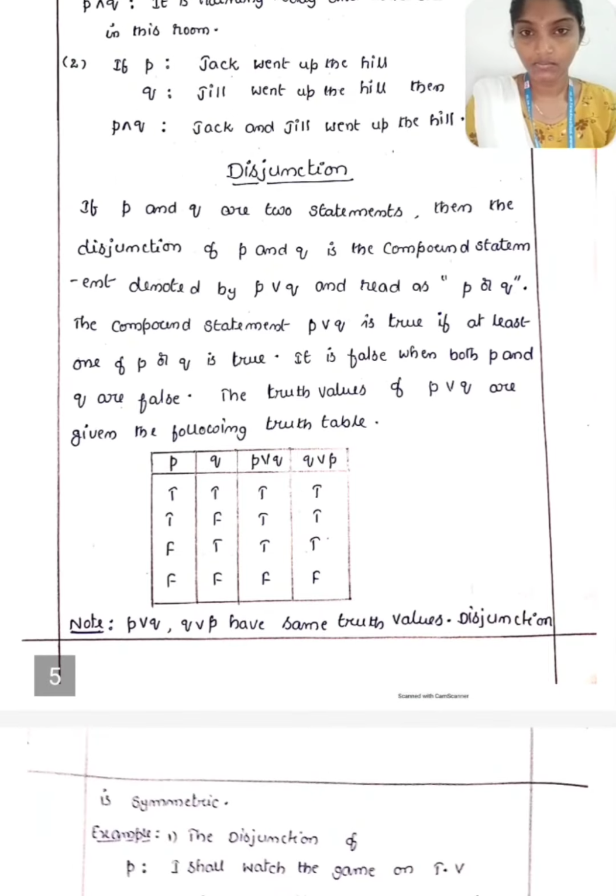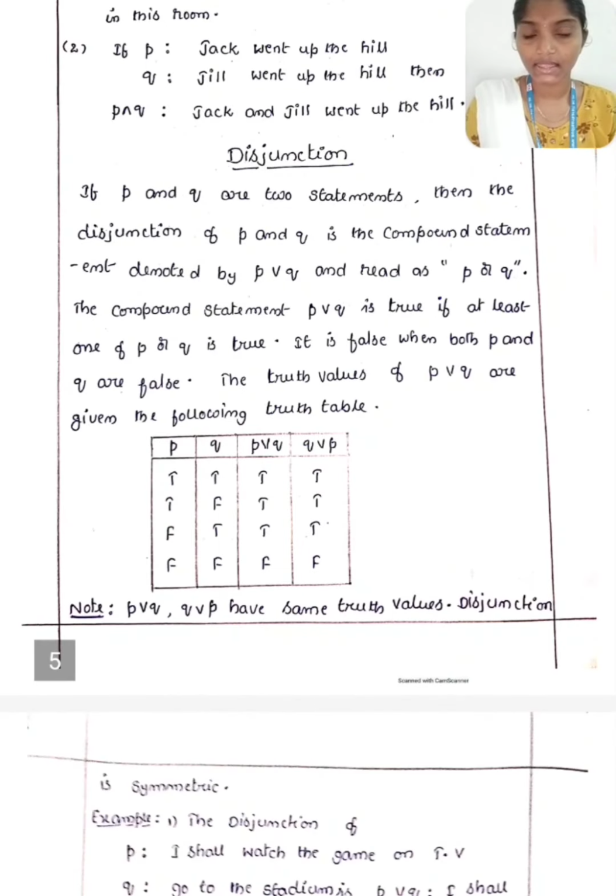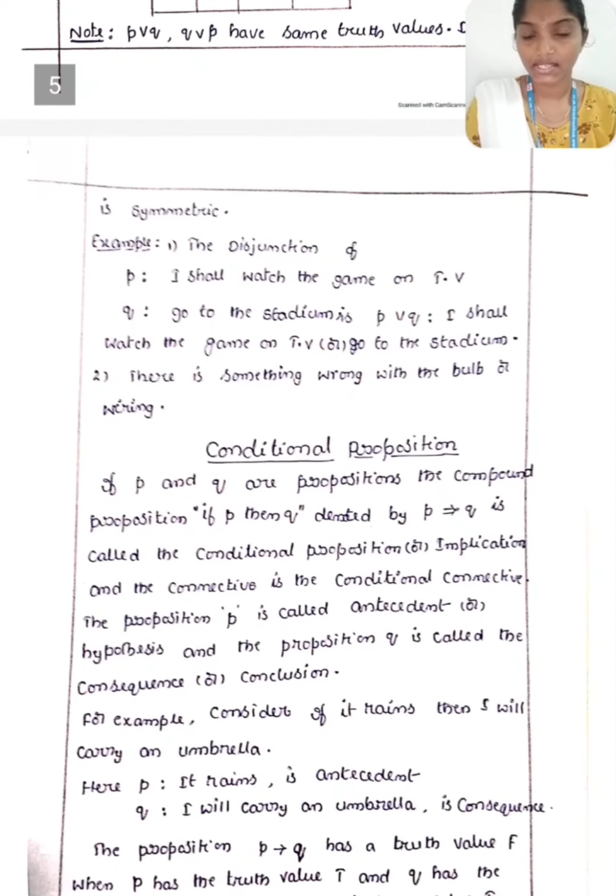Next, disjunction. If P and Q are two statements, then the disjunction of P and Q is a compound statement denoted by P or Q. The compound statement P or Q is true if at least one of P and Q is true. It is false when both P and Q are false. The truth value of P or Q is given in the following truth table. P or Q and Q or P have the same truth values, so disjunction is symmetric.